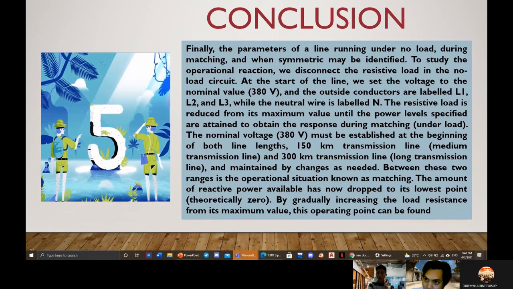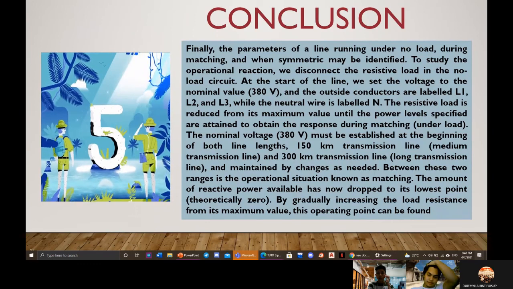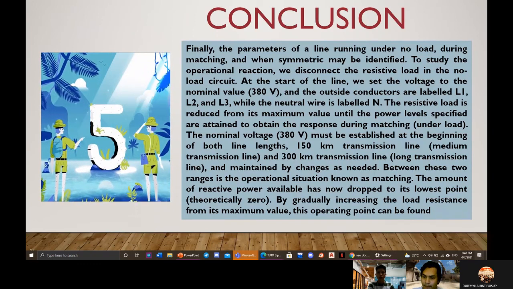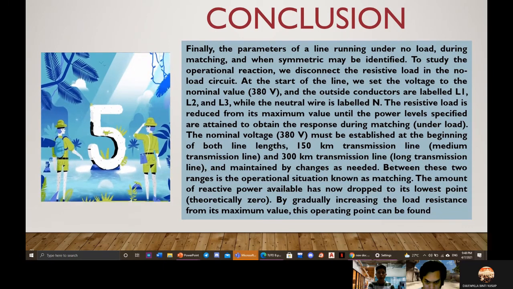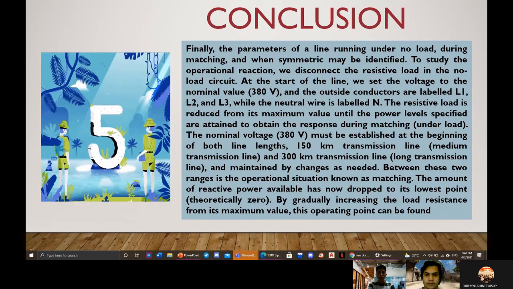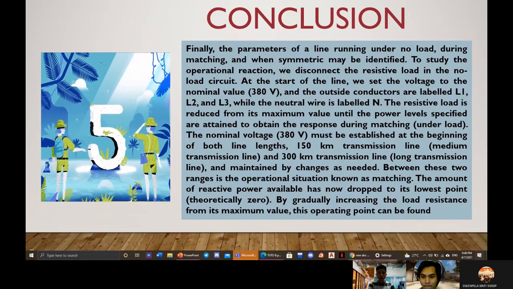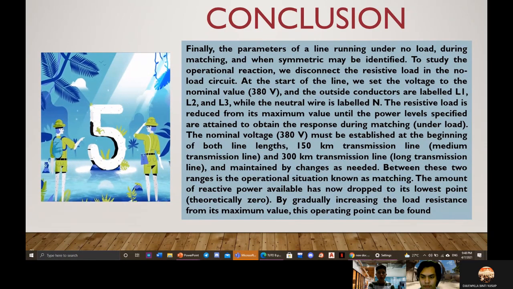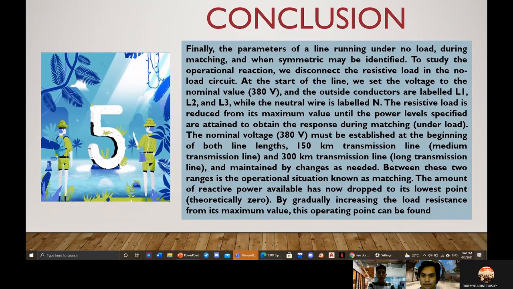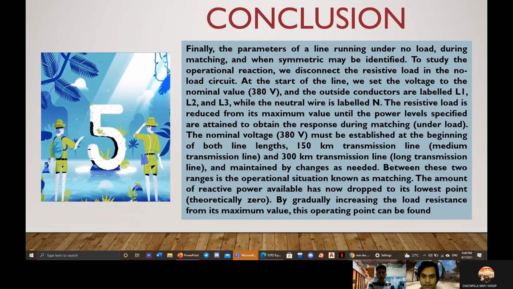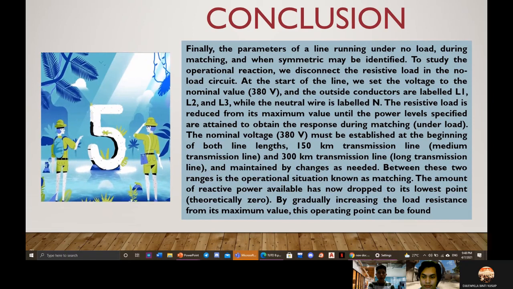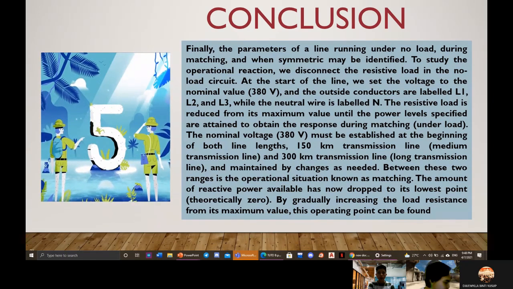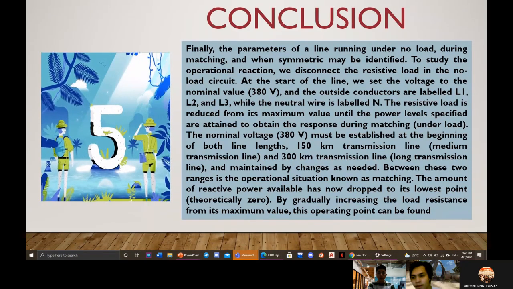Thank you. Okay, for the conclusion, finally the parameters of a line running under no load, during matching and when symmetric, may be identified. To study the operational reaction, we disconnect the resistive load in the no load circuit. At the start of the line, we set the voltage to the nominal value of 380 volt and the outside conductors are labeled L1, L2 and L3 while the neutral wire is labeled N.